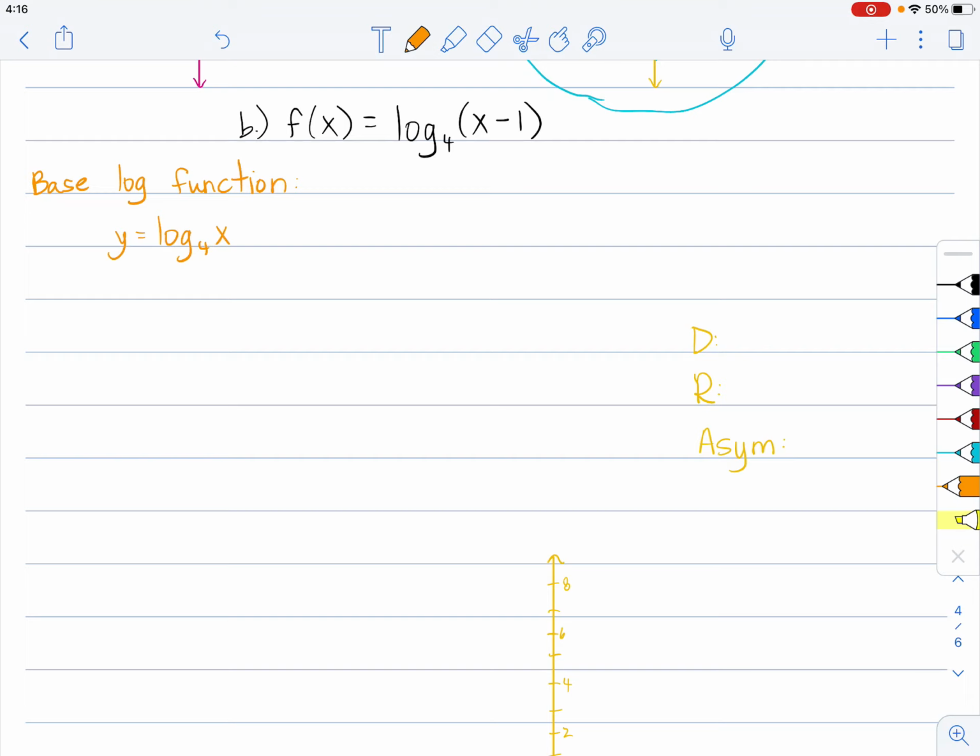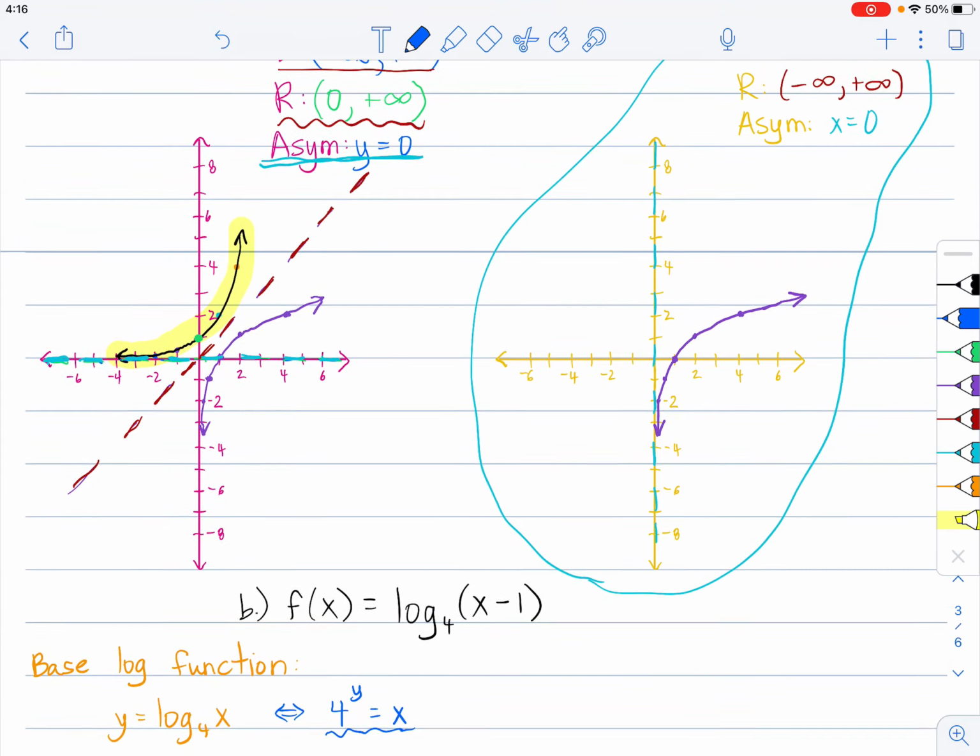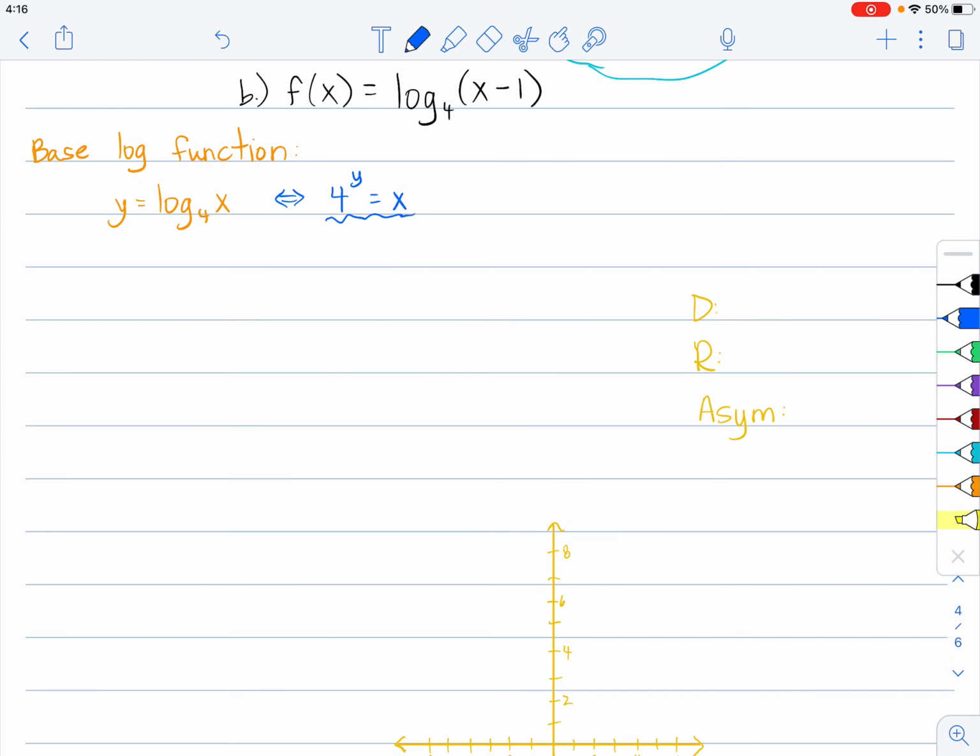And when we have y equals log base 4 of x, we kind of have two things that we're going to look at. This is true if and only if base raised to the answer equals the inside, or 4 to the y equals x. And this is how we're going to incorporate our exponential function that we just looked at in the last one. So we're going to make an XY chart.